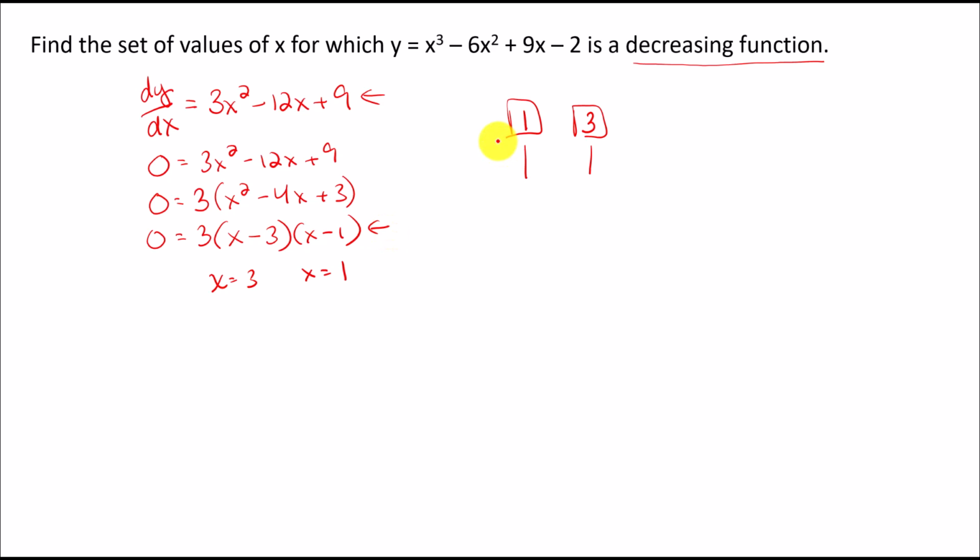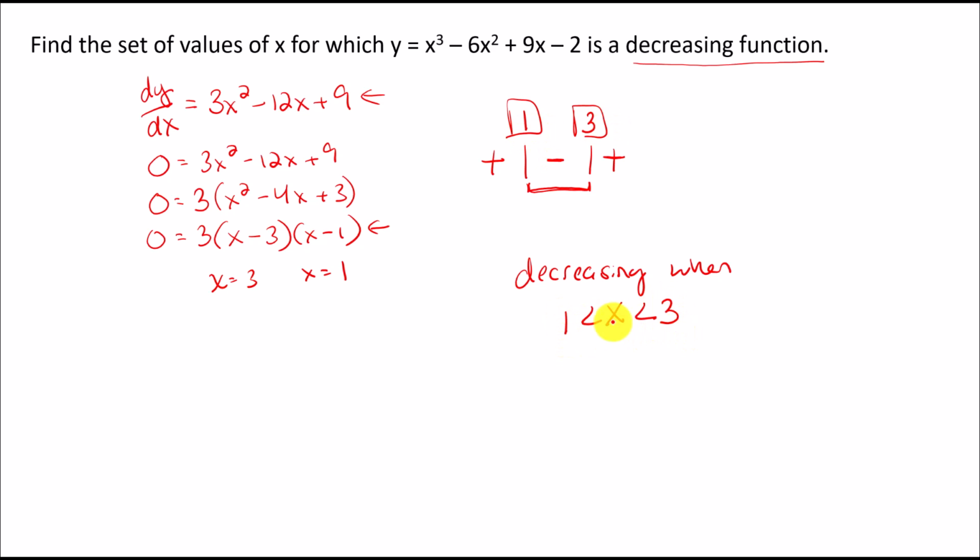When I plug in something to the left of 1 like 0, I'm going to get a positive value. If I plug in a 2 here, I'm going to get a negative value, and you can check this with your calculator. And if I plug in a 4, I'm going to get a positive value. So now we can see that it's decreasing between those two numbers. So we're going to say this is decreasing when x is between 1 and 3. And that's how we write it.